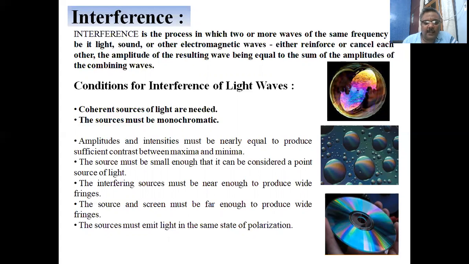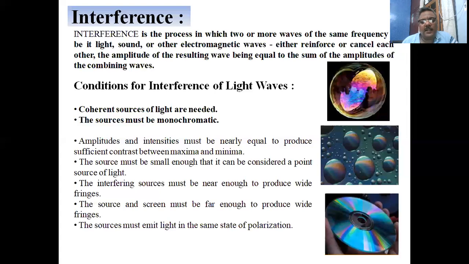The practical examples that you see in your daily life are the soap bubbles, the bubbles on the surfaces, and the 7 colors, VIBGYOR, on the compact discs. These are all due to interference of light.